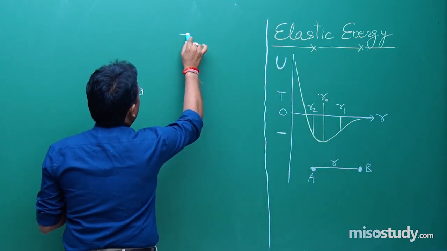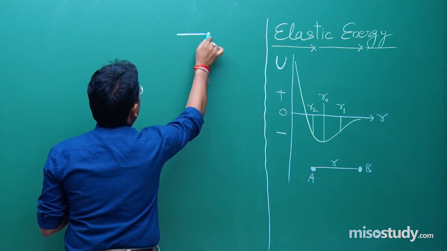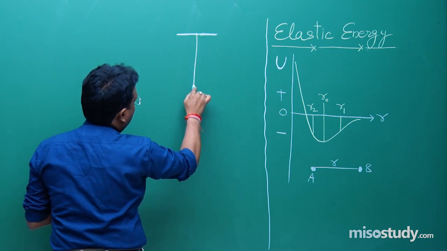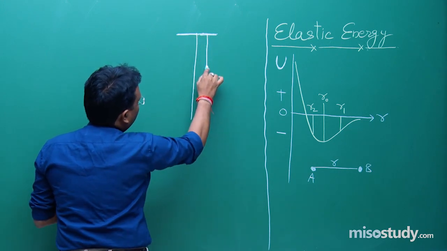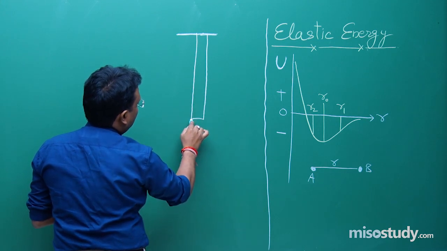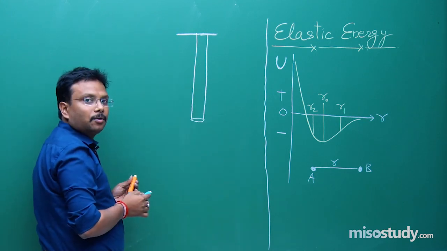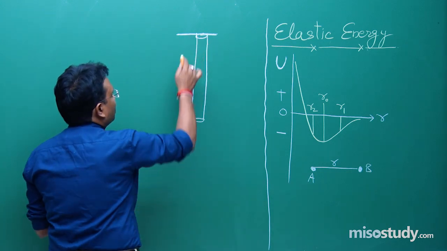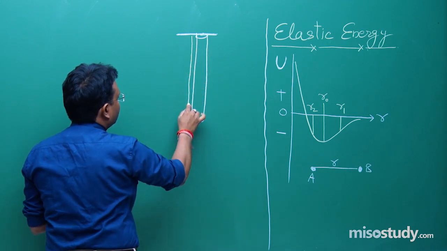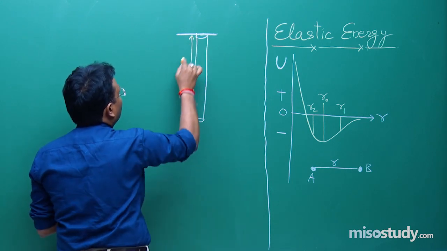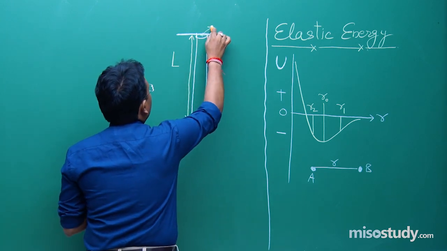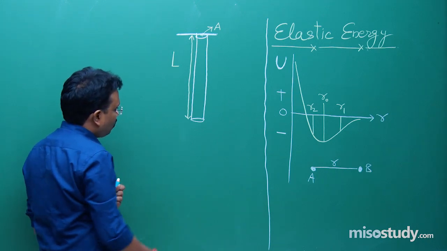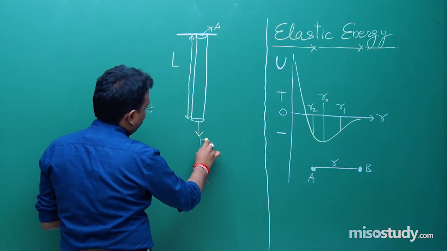Once again I have a stand this way, and with this stand I attached a wire. The wire is not very thick, but just to show you properly I am drawing this big wire. Okay. Once again the same concept: it has an initial length L and an area A. Now apply a force F over here.